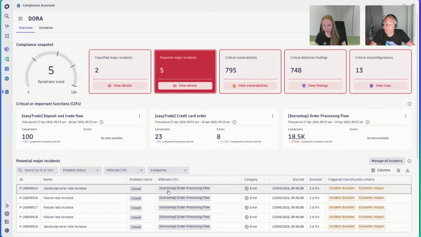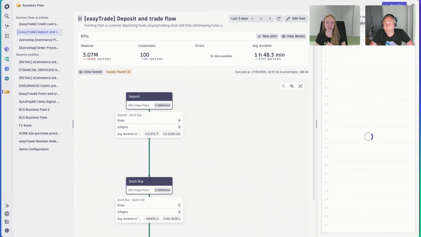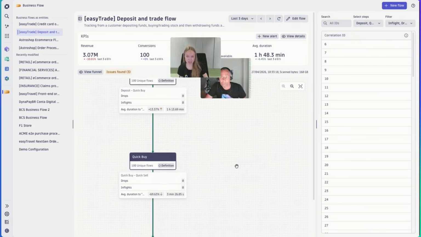So what we bring with Compliance Assistant is an integration with our business flow functionality, which is Dynatrace's business monitoring solution. Behind each of these tiles you see here, such as deposit and trade flow, there's actually the logic of a business process. Let me just show you that quickly. I'll switch. Perfect. Business flow enables organizations to identify the key business milestones that make up that process, looking at this example here.